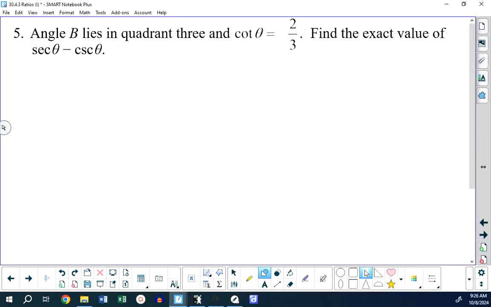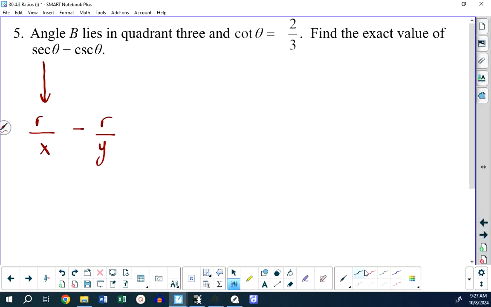So example 5, angle B lies in quadrant 3 and cotangent of theta is 2/3. What's the exact value of secant of theta minus cosecant of theta? Well, that means you need to determine these two things. This is going to be r over x. This is going to be r over y. Think about that for a second.